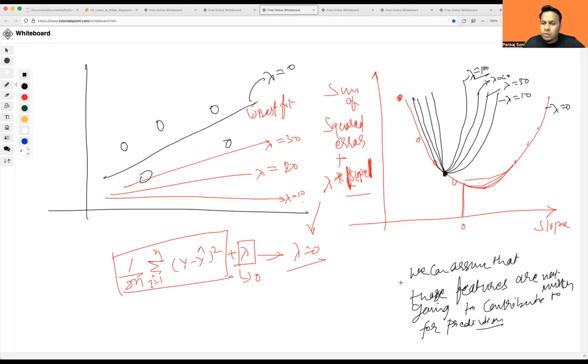Okay, so because it is going to set coefficients to 0, right, this lasso regression can also be used for feature reduction. I'll talk about this later once I talk about feature engineering, right? How you can reduce the number of features, the feature reduction techniques.